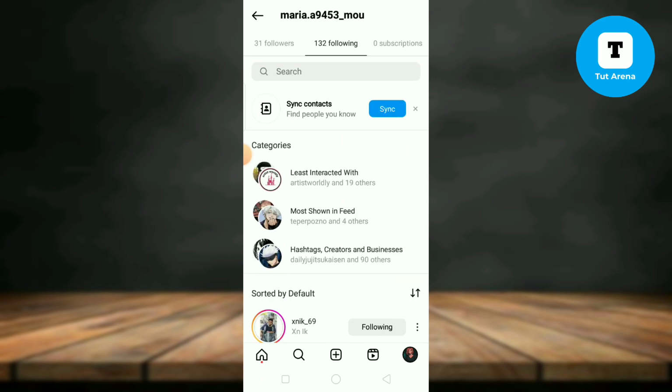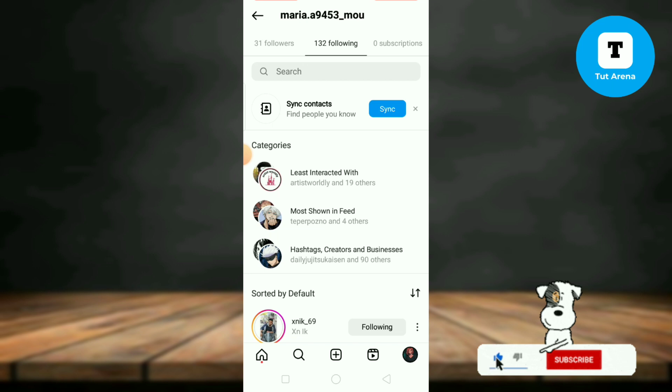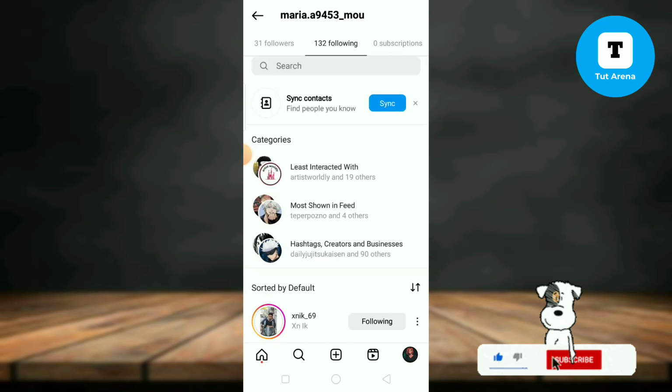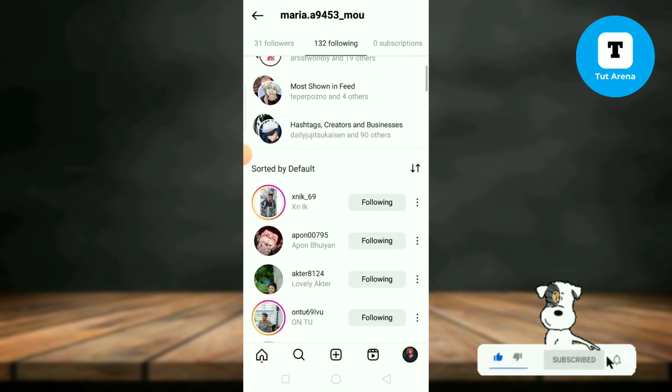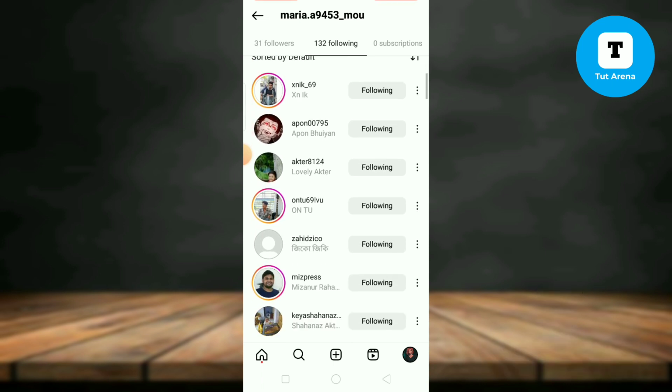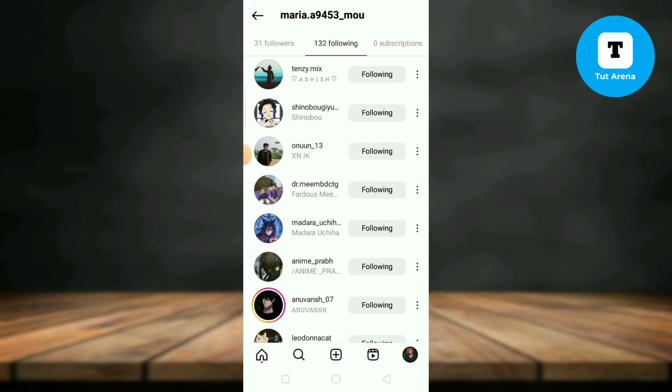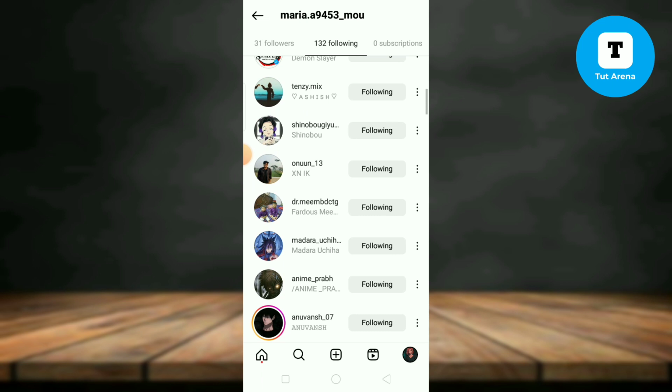You guys can also find the other categories. From here you guys can also unfollow them. Then you guys can find the people who are sorted by default. You guys can also unfollow them if you want to.